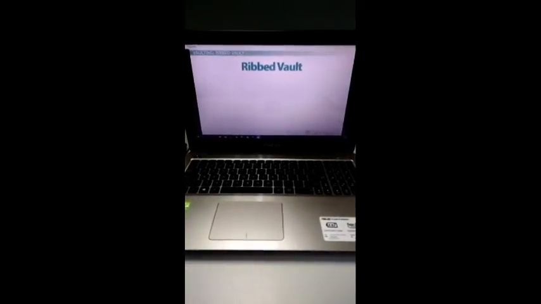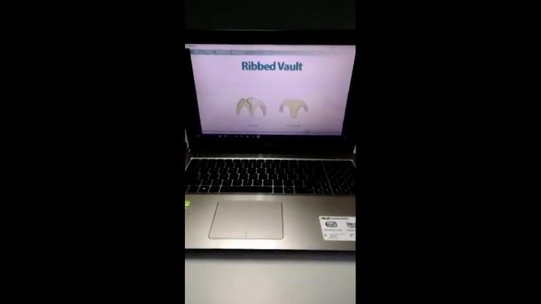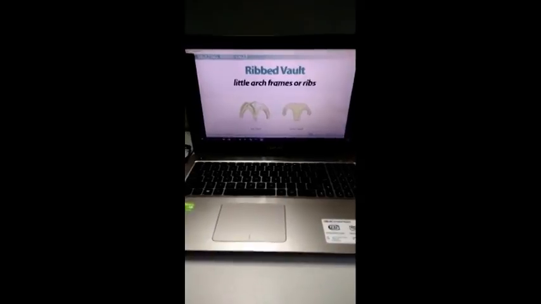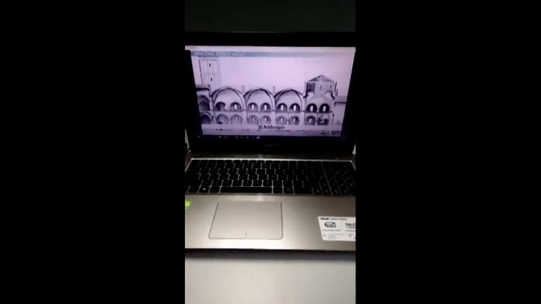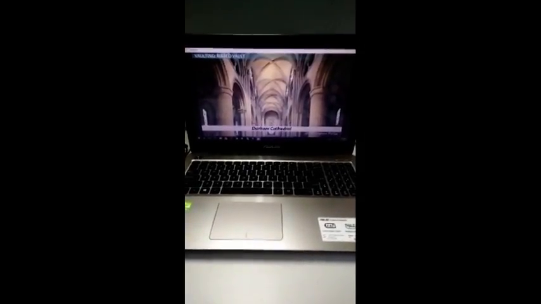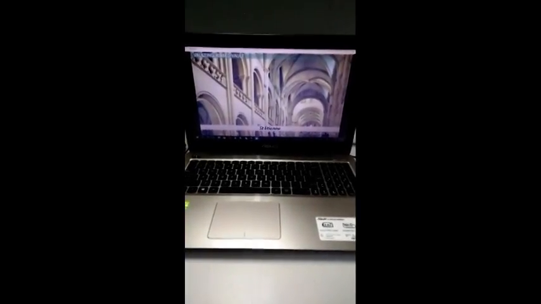Toward the end of the Romanesque era, a new form of vaulting was invented, the rib vault. Unlike the groin vault, which is essentially two barrel vaults meeting at a right angle, with the ribbed vault, you're essentially building little arch frames, or ribs, and then filling in the gaps between them. These ribs do an even better job of focusing the weight of the vaulting onto a few small places. With ribbed vaults, Romanesque architects could make their churches wider, taller, and even more impressive.